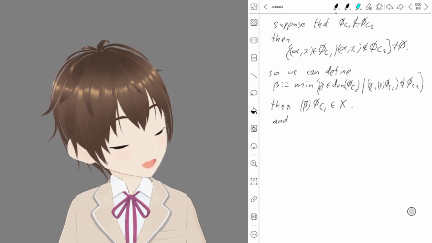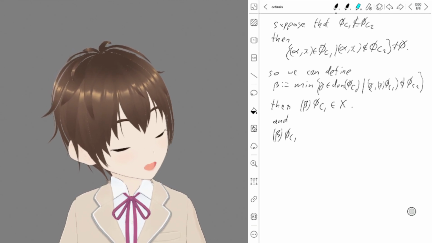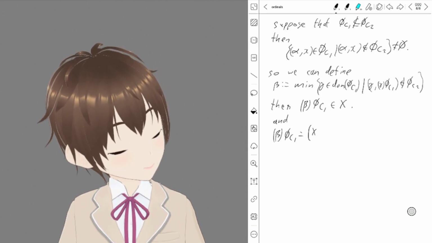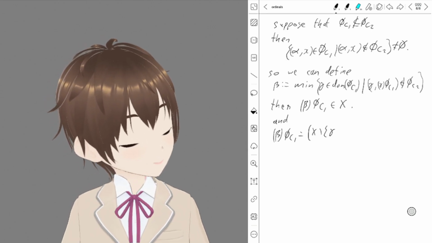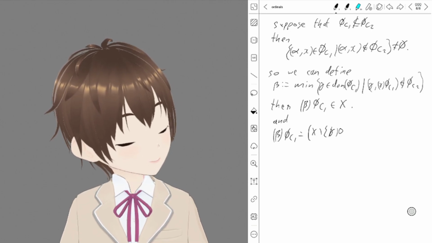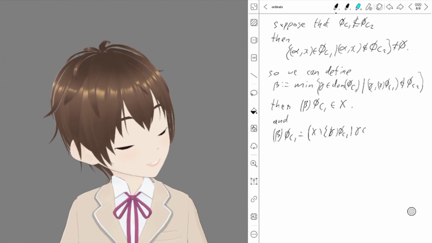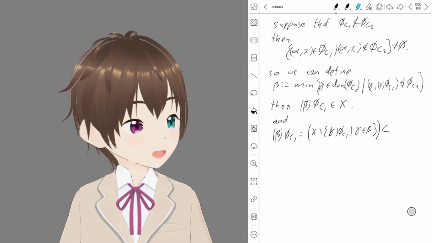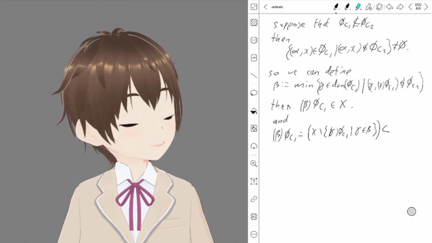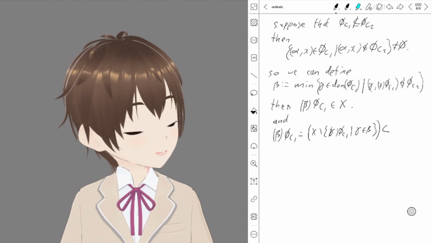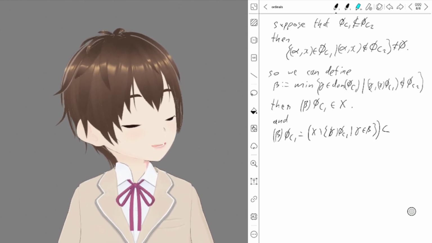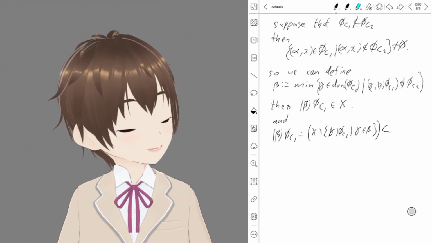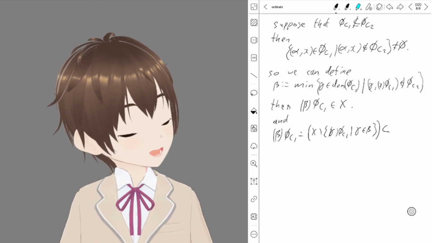And moreover, I know that beta phi C1 is equal to choice applied to X without gamma phi C1 for gamma and beta choice. But I also know that beta has to be in the domain of phi C2 because C2 contains elements other than the image of the restriction of phi C1 to beta.